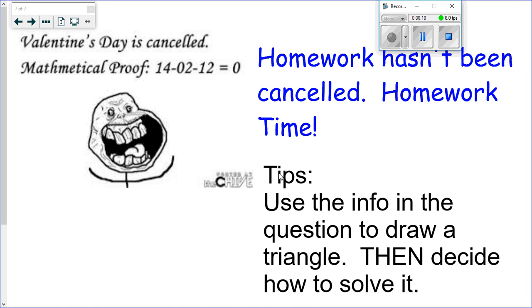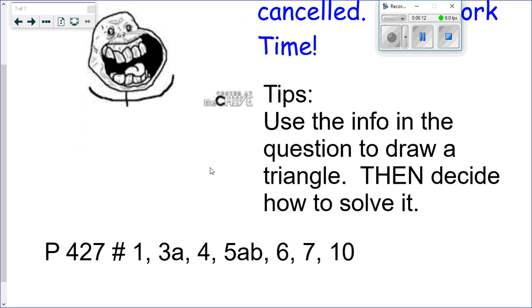Unfortunately, your homework hasn't been canceled. If you're not sure, draw, draw, draw. I don't know about you, I find pictures are so much easier to deal with than word problems are.